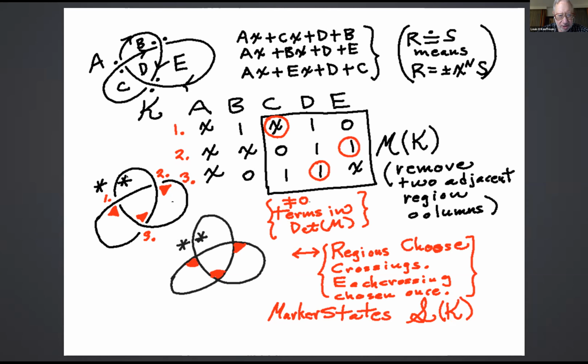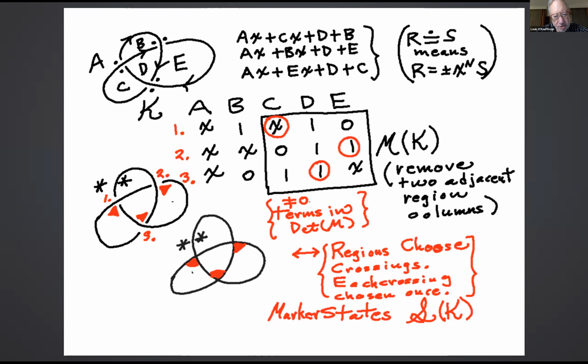So the regions A and B are out of the game, and otherwise, region C, for example, chooses 1. And there you see region C chose 1, and region D chose 3, and region E chose 2. And the choices are then indicated by these markers. And so I call this a marker state.